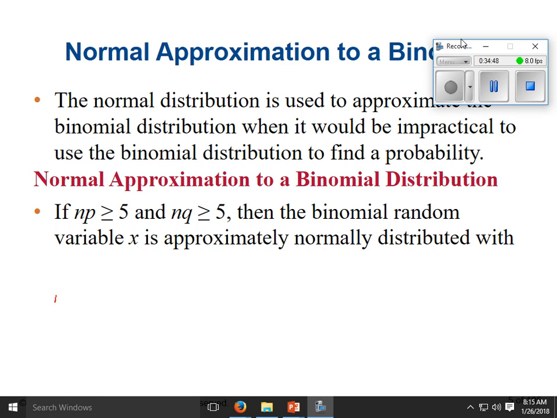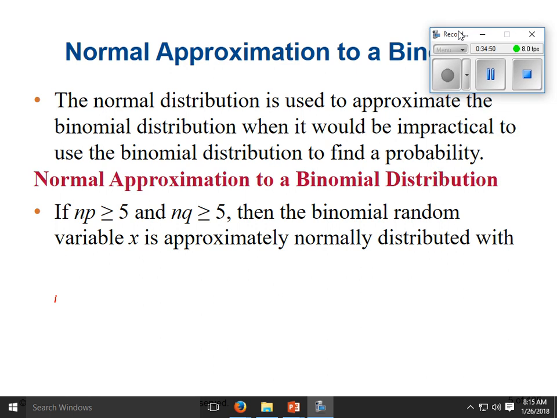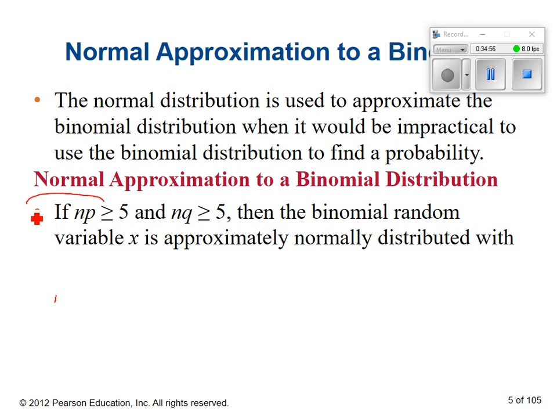This I would write down. Normal approximation to a binomial distribution. This is important right here. This is the first thing you've got to check. You've got to check and see if we can approximate this. If not, then we just can't do it.